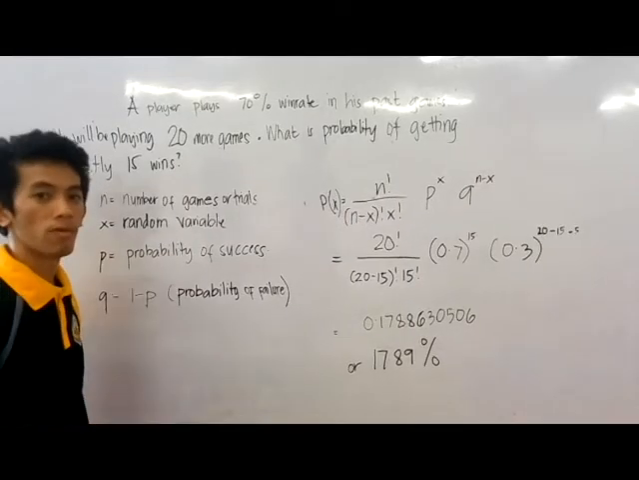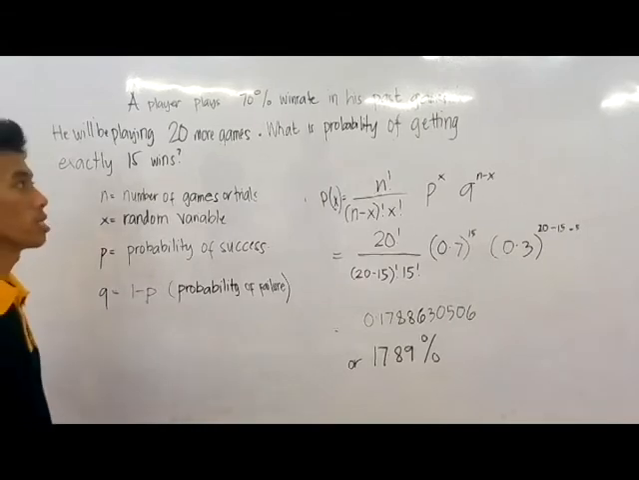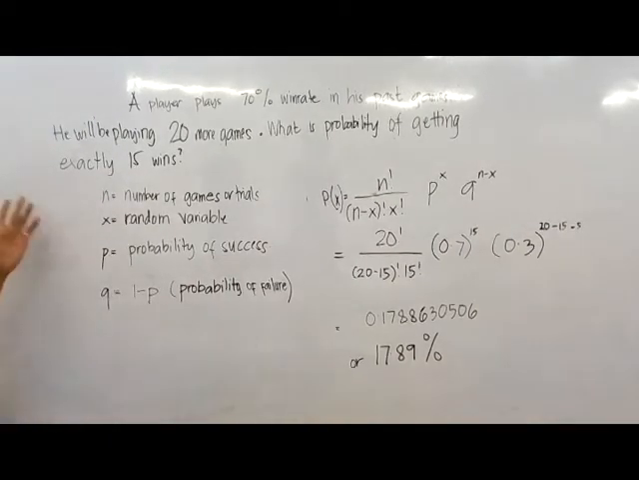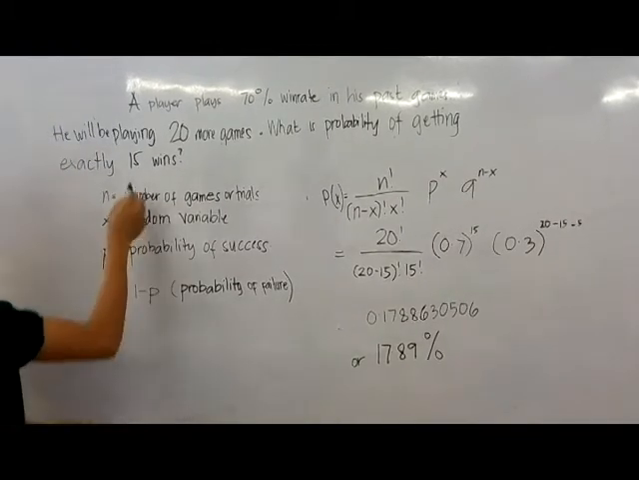This is an example of a binomial distribution. A player has a 70% win rate in his past games. He will be playing 20 more games. What is the probability of getting exactly 15 wins?